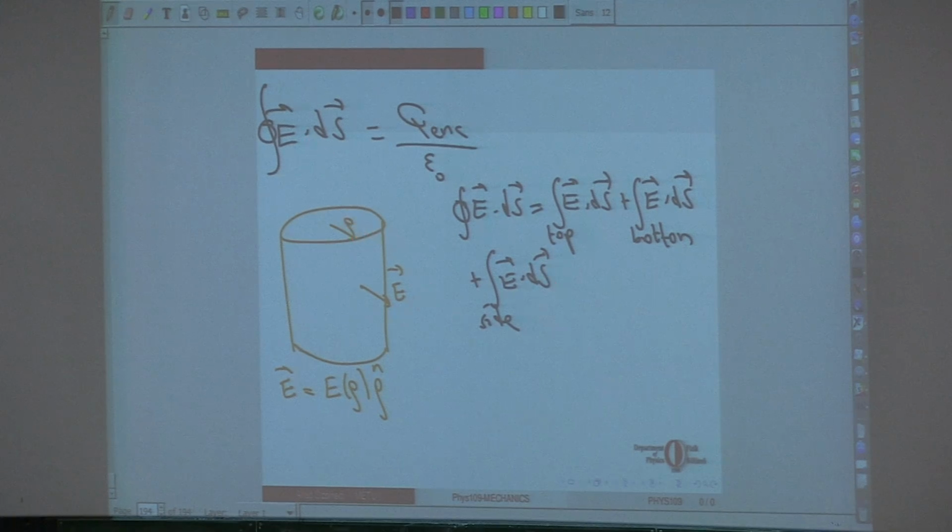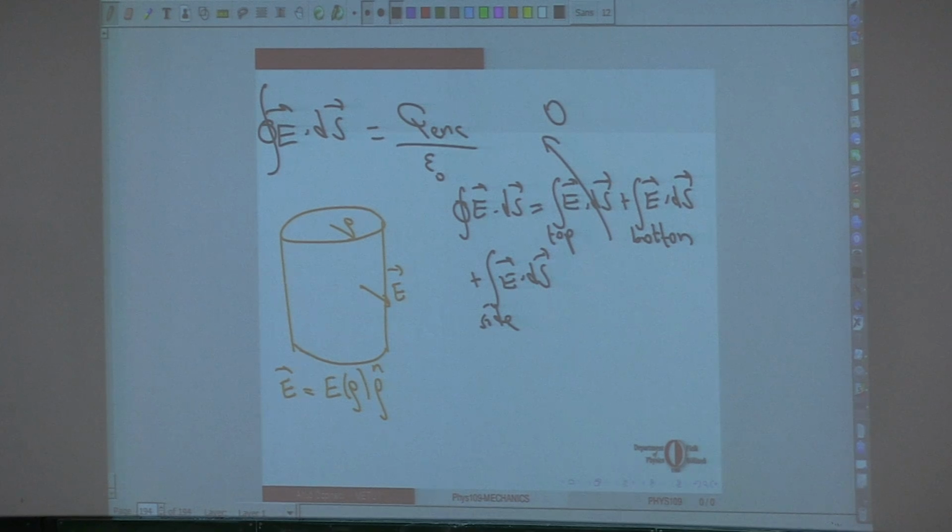But let's see, if you look at the top, this is my cylinder. Now, what is the direction of ds on the top? It is pointing upward. What is the direction of the electric field? It's horizontal in some direction. Whatever the direction is, the angle between the two is 90 degrees. So this is my ds vector, this is my E vector. Since they are perpendicular to each other, their scalar product would be 0. So this is 0.